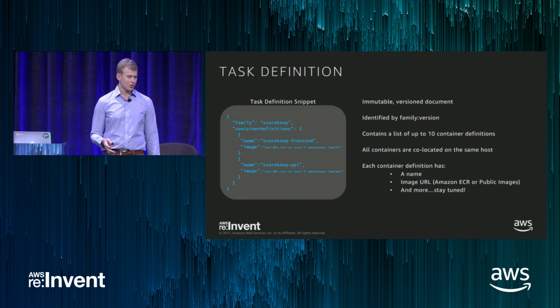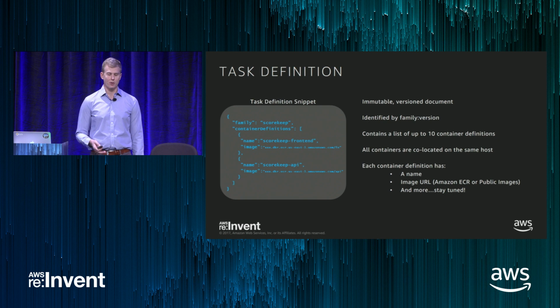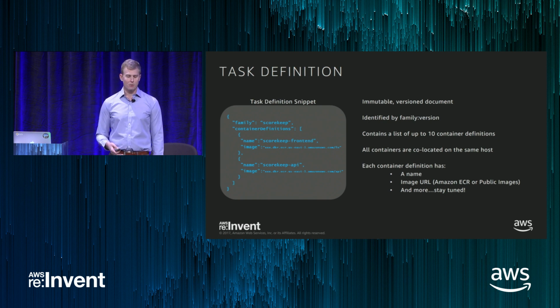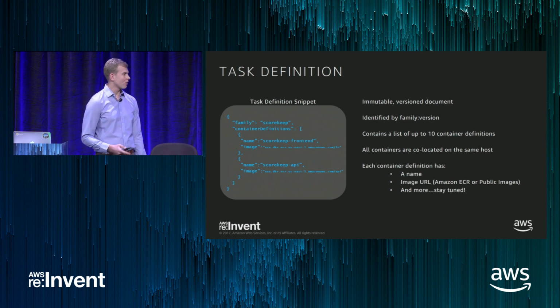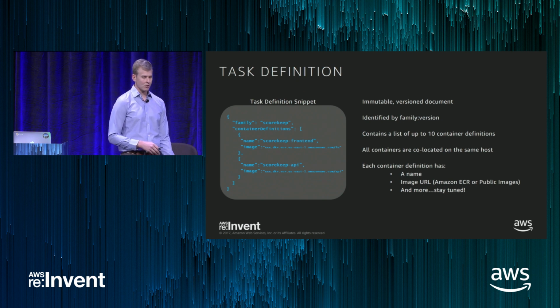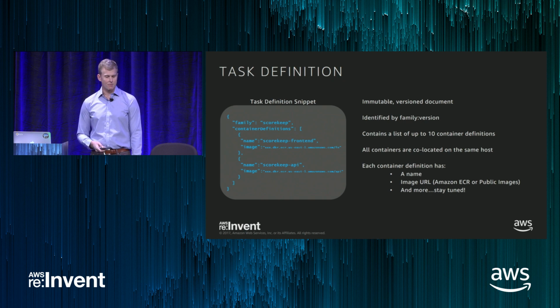Now that we've reviewed those constructs, let's jump back into configuring our SCOREKEEP application. You remember that a task definition is like a blueprint or a recipe for your task. By specifying information about your containers up front, it makes it easy for this configuration to be shared and have reproducible task launches. To the left, you will see that we have a start of our task definition for the SCOREKEEP application.